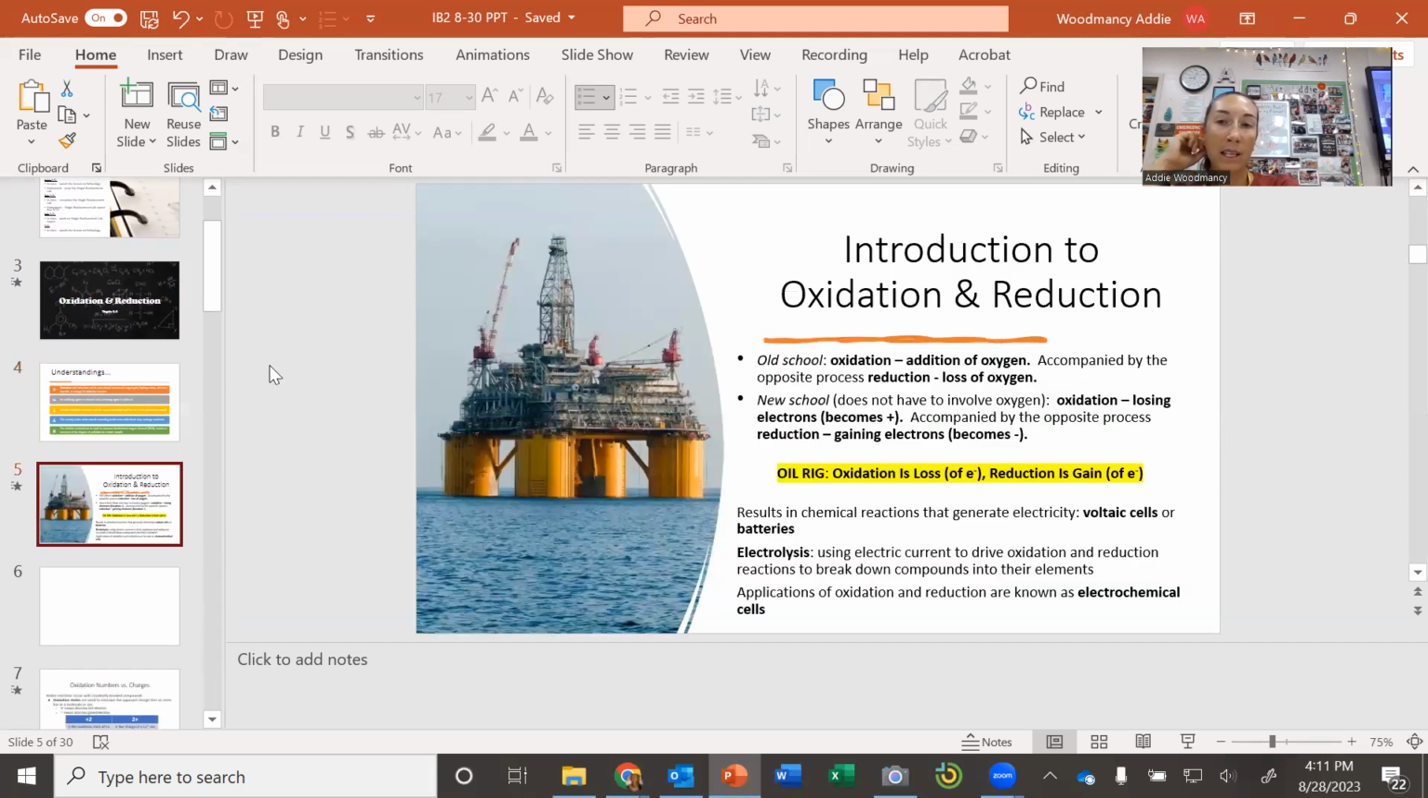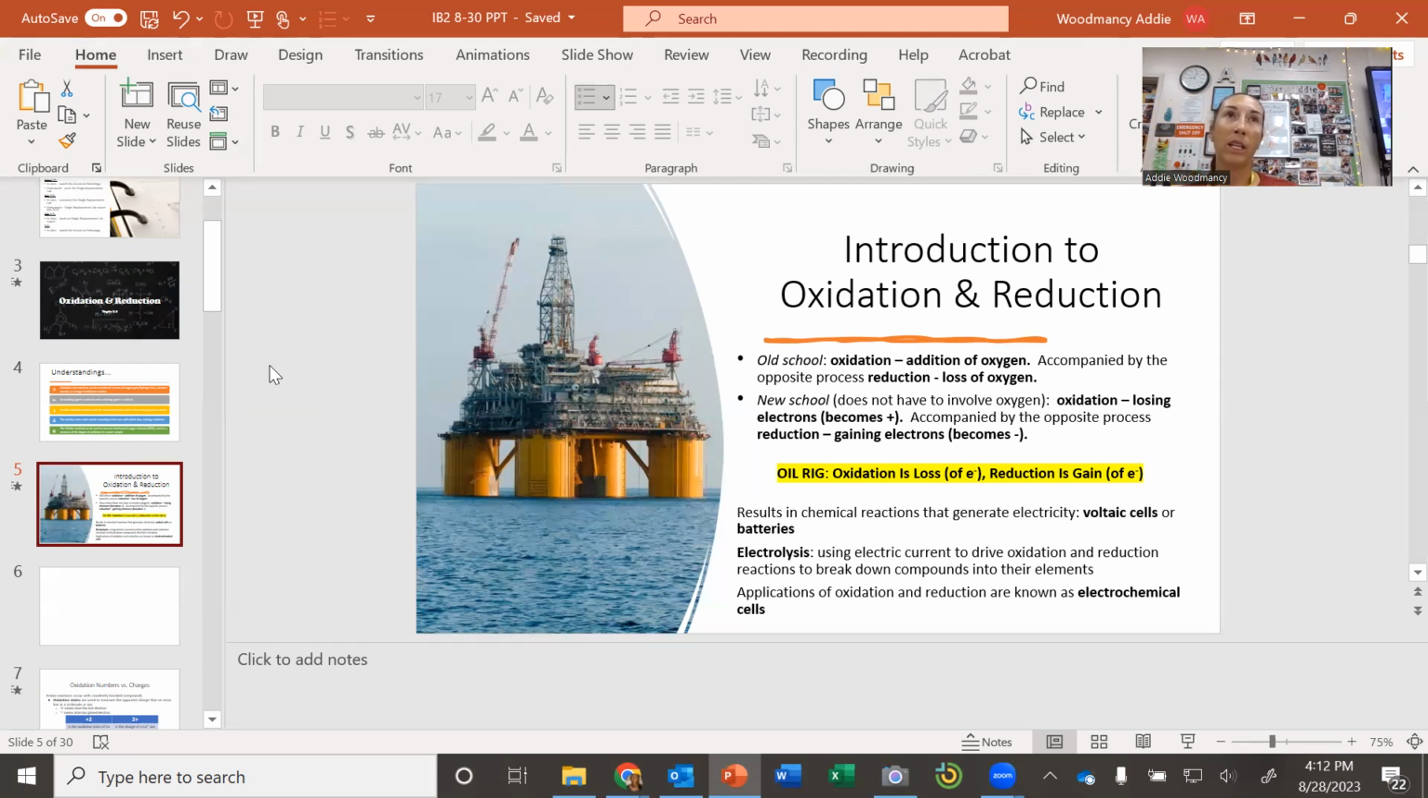All right, so as I was saying in the intro, in old school terms, oxidation originally was just something that gains oxygen. And if something is gaining oxygen, that oxygen has to come from somewhere. So the thing that's losing oxygen is undergoing reduction. Just like when you buy a pair of socks, they always come in twos. Oxidation is always accompanied by reduction. So if one thing is being oxidized, then the other thing must be undergoing reduction.